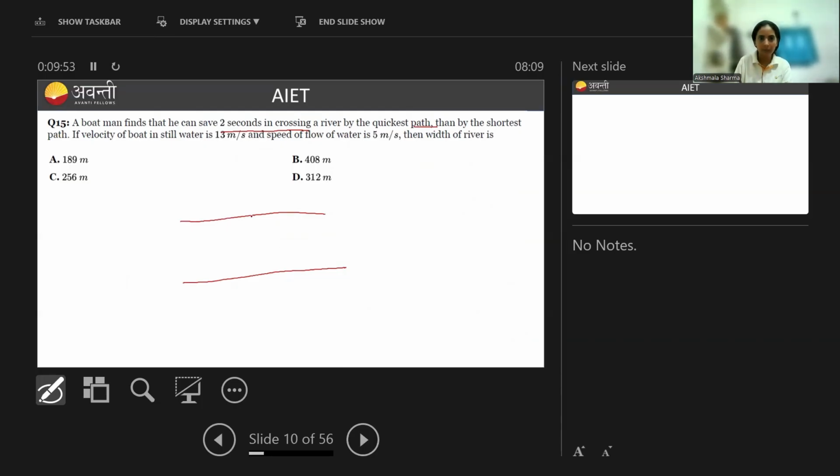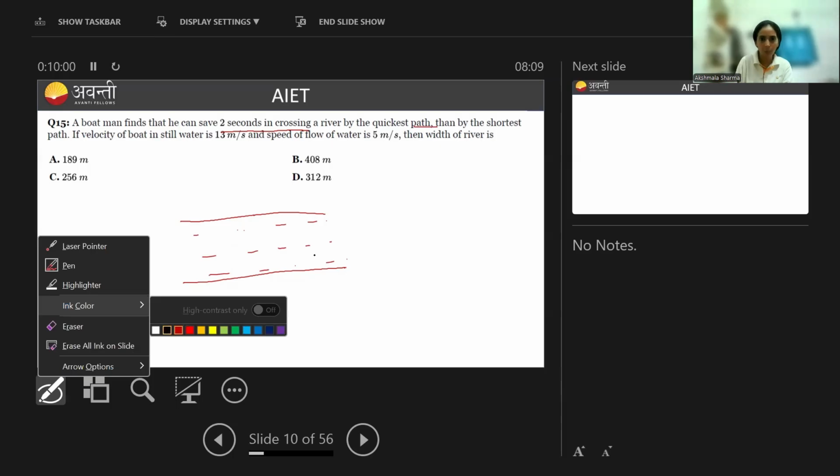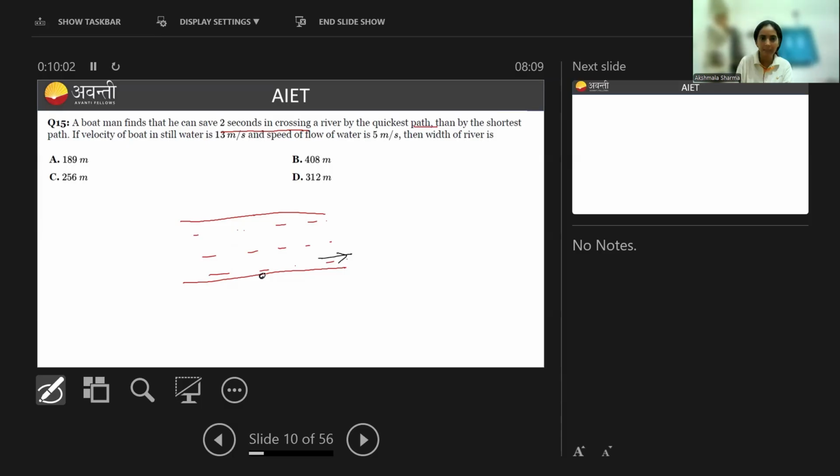Just see here. This is the river, right? Suppose this river is flowing in this direction. Okay, you are standing here. And suppose you are facing like this, and then you started moving like this. So if you are aligning yourself normal to the river like this, along the width of the river, then what will happen? River current force will push you in this direction.